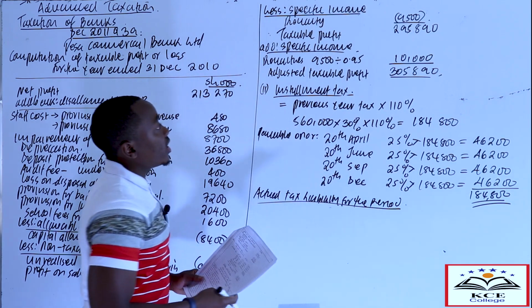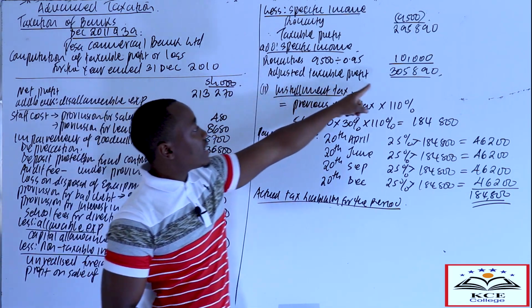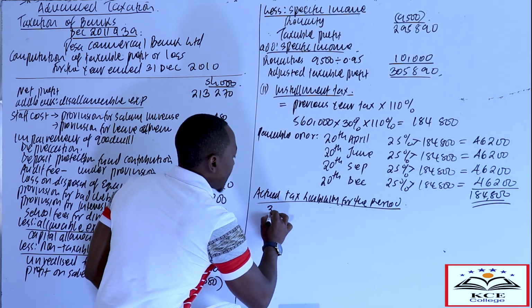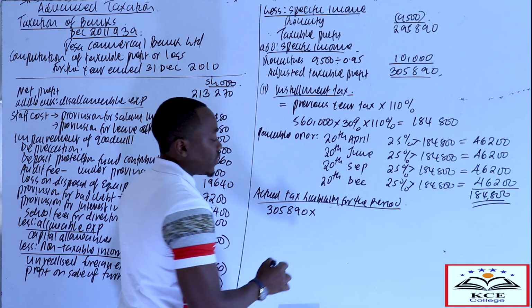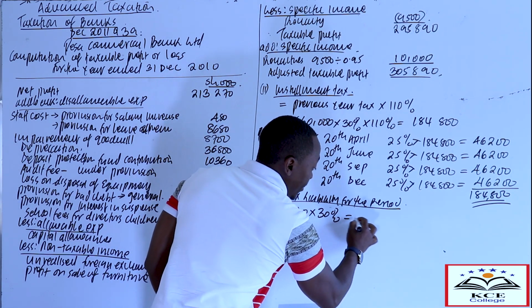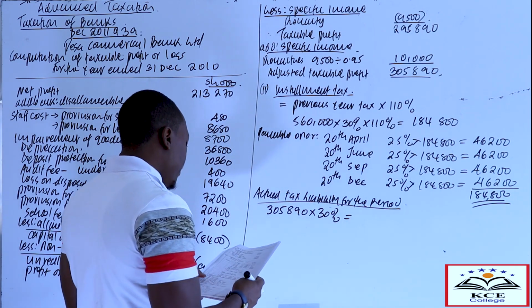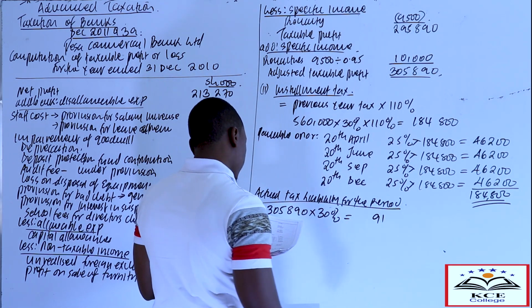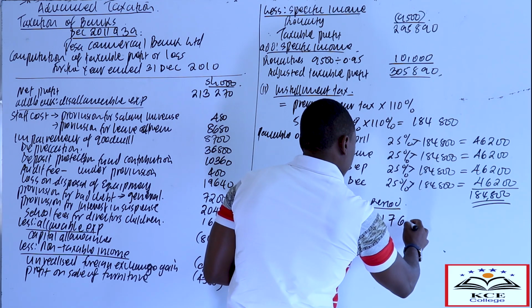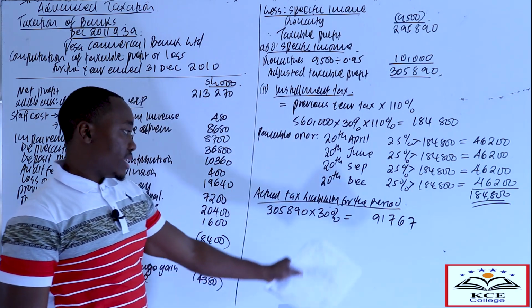You see, in this case, we have already prepared the financial statement and our taxable profit is 305,890. That's the taxable profit. You multiply by the tax rate, you determine the tax for that period. So for that period, they are supposed to pay an amount of 91,767. This is the tax for the period.